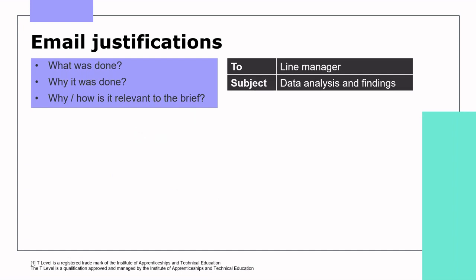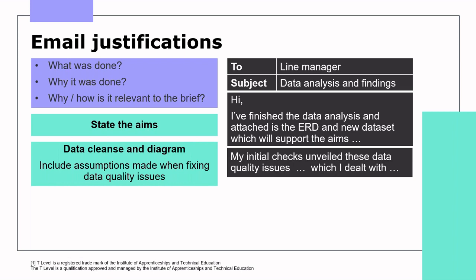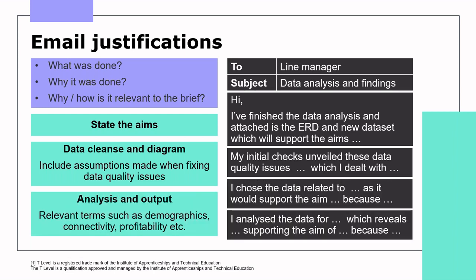The justification is the student's opportunity to explain their reasons as to why they've taken the steps that they have. And this is an informal email to their line manager, and the language should be suitable for a technical audience. And it's worth having students restate the business aims within the opening paragraph to ensure they're making it relevant to the brief. Then, what they did and why for action 1, the data cleanse and data modeling diagram, and any assumptions that were made, such as any changes or fixes that they did to the data and what they were assuming when they made that change. Then a section about action 2, the analysis and visualizations produced from the data, and why they took the approach they did, and how it helps the business achieve its goals.